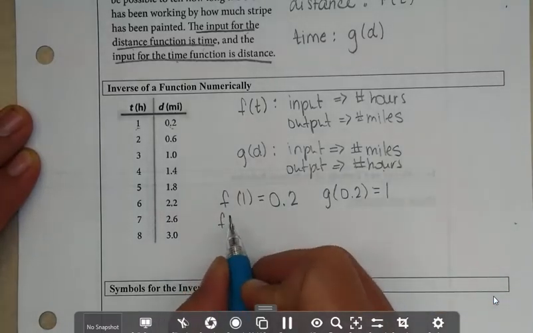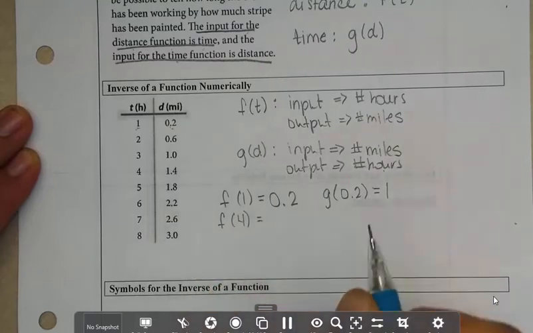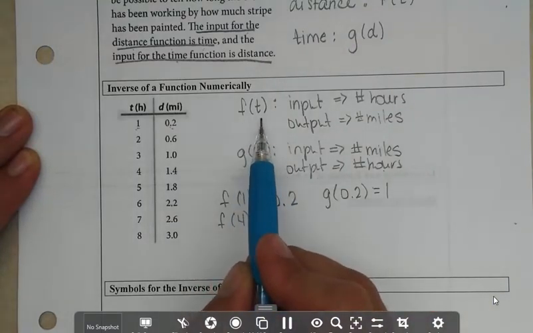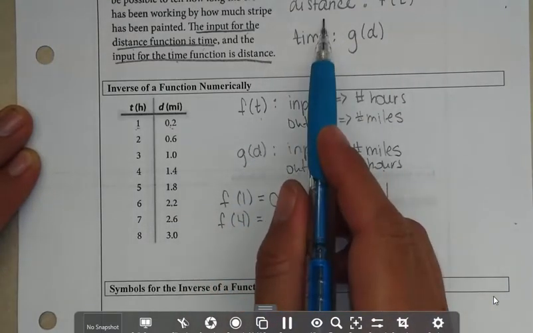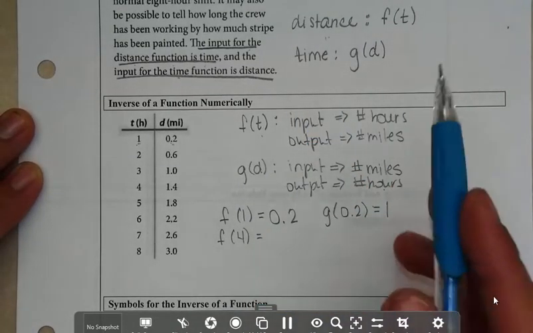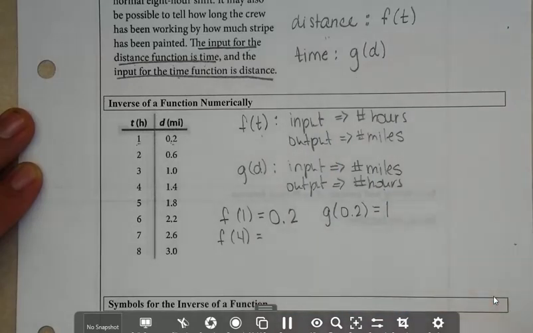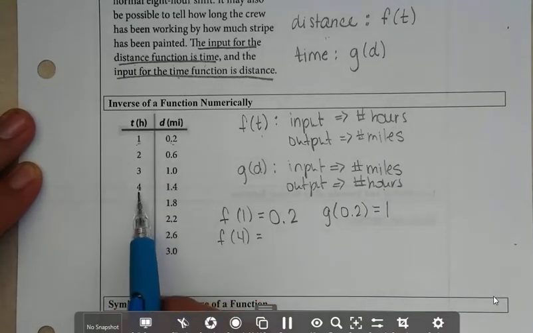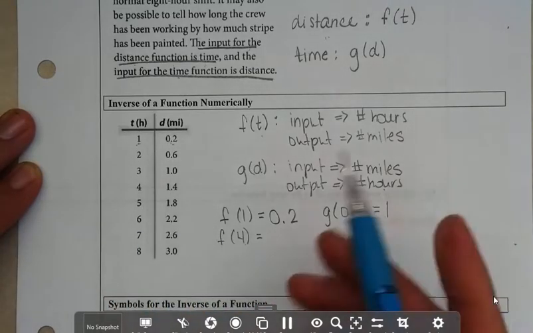Do that one more time. Let's just pick a random one. How about f of 4? So again, the f function, that's my distance function up here. It's hard sometimes to keep these straight, so it's really nice to label everything so that you're able to keep this straight. So my input is time, so go down to 4, put that into the function, I get out 1.4.